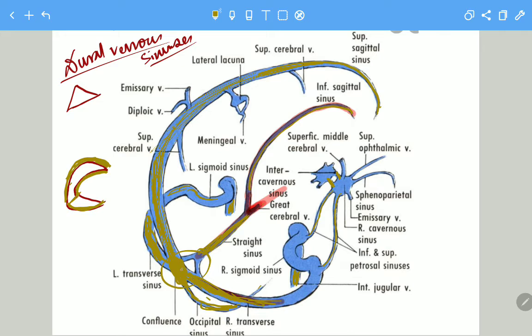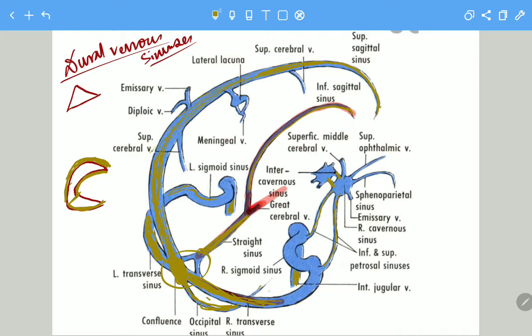From here the blood flows laterally to either side into the transverse sinus, which lies along the line of attachment of the tentorium to the occipital bone. The transverse sinus is continuous with the sigmoid sinus, which in turn joins the internal jugular vein at the level of the jugular foramen. Now a few words about the cavernous sinus.